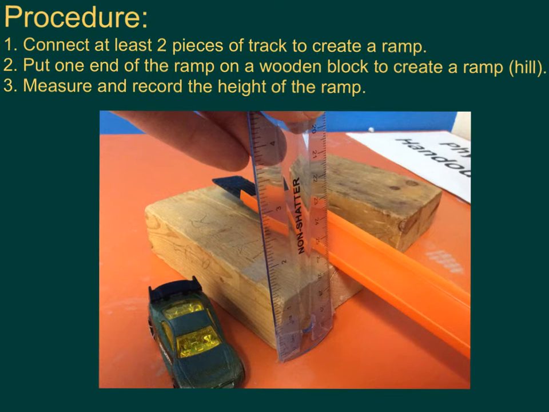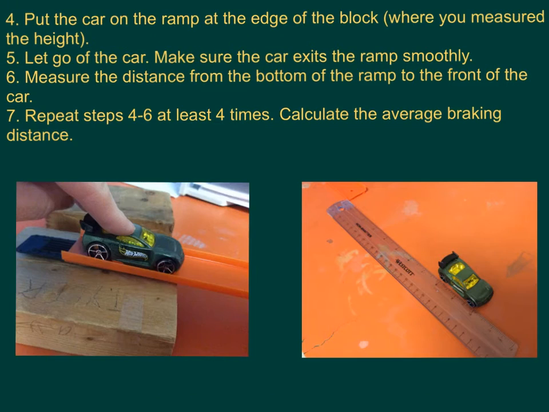For the procedure, you need to have a piece of track to make a ramp. So you need to have at least 2 pieces of track. You're going to be setting your ramp up on a wooden block to give it some height and then measuring and writing down the height of your ramp. You can see the setup in the picture here. You're going to be putting the car at the edge of the wooden block on the ramp. That's going to be considered your starting point, or the origin, or the 0 position.